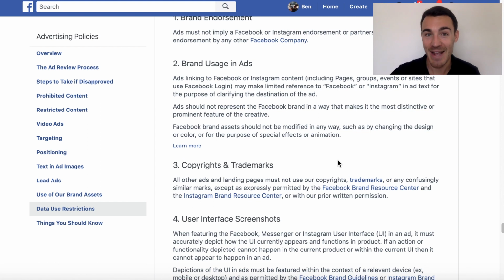There will not be an exit pop-up on that landing page, as you've seen in this video. That is one thing that can get your ads disapproved and actually your ad account disabled.